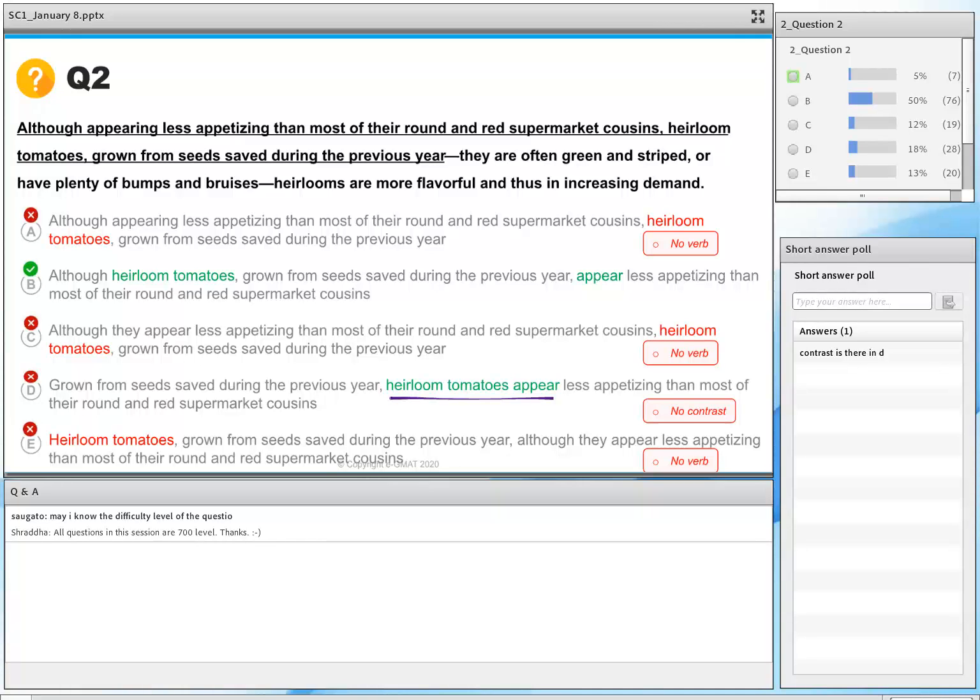Contrast isn't there in D. Grown from seeds saved during the previous year, heirloom tomatoes appear less appetizing. Most of their rounded red supermarket cousins, they are often green and striped or have planted. There's no contrast. It's stating fact. There's absolutely no contrast in choice D. It's just a statement of fact across the board. When we have an explicit contrast, it's explicit contrast, right? It's just stating two facts about the two types of tomatoes. It's not contrasting them at all. And we don't want to go with kind of, sort of, possibly. We want to go with what's right.